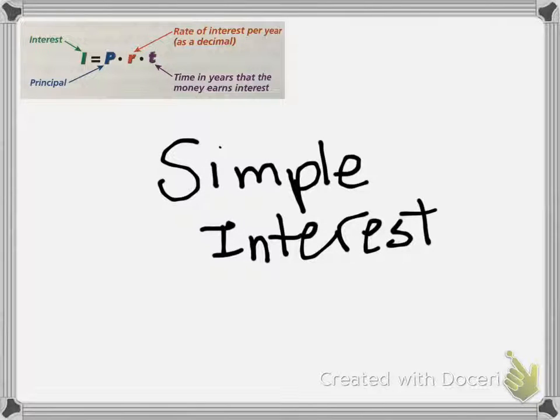Calculating interest using a simple interest formula is exactly what it says. It's pretty simple. You need to know three different values: the initial investment, which we call the principal, the interest rate, and the amount of time that it'll be invested. And the specific thing there, that time has to be put in years.